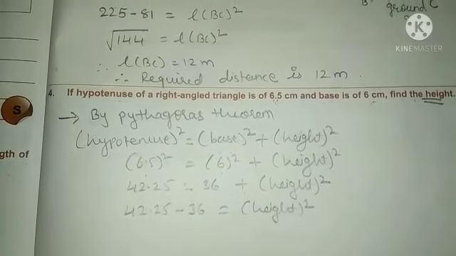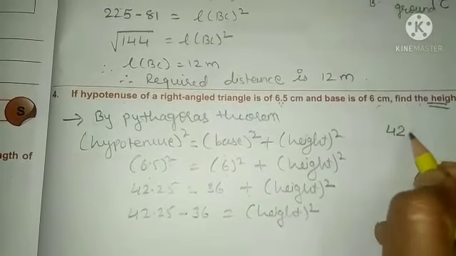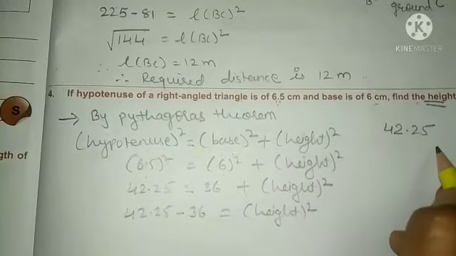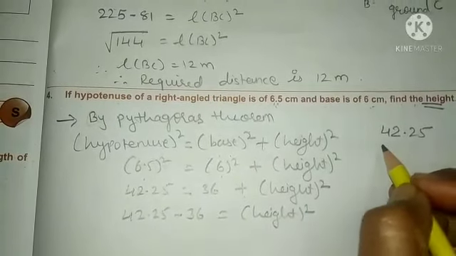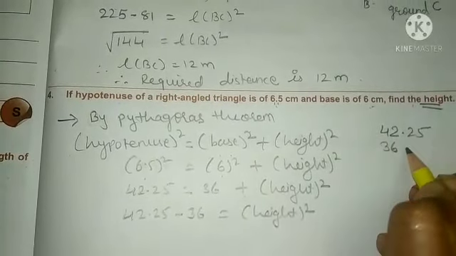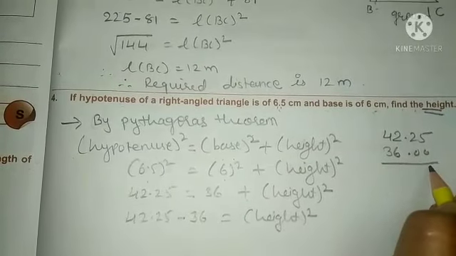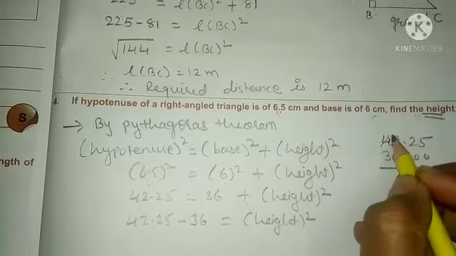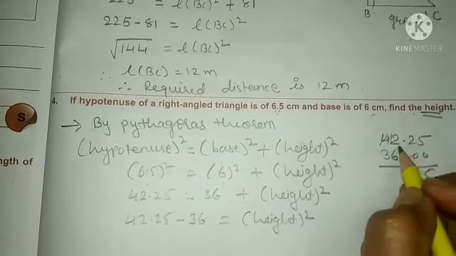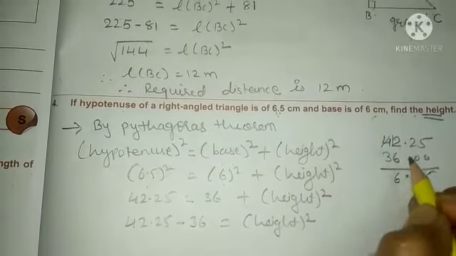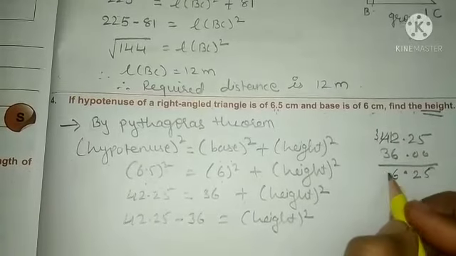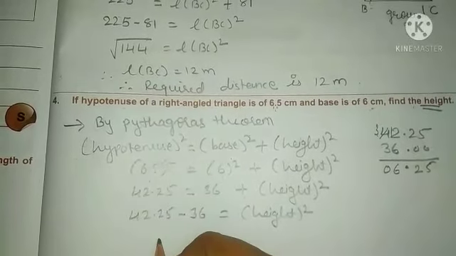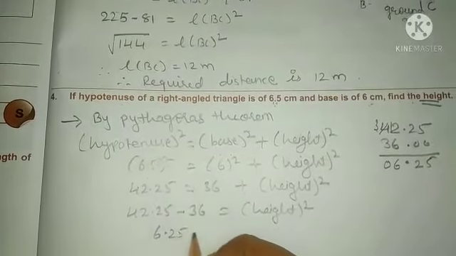Now how will you do the subtraction of this? Now 42.25. Now where will you write 36? Here below 42.00. So 2 point, you have to carry 1 from 4. So it will become 12. 12 minus 6 you will get 6. And here 3. 3 minus 3 is 0. It means here you will get 6.25.